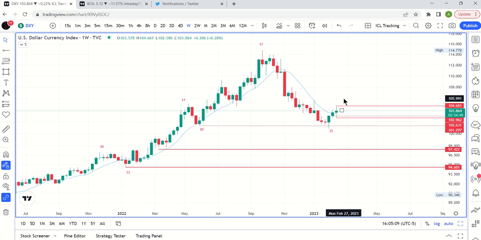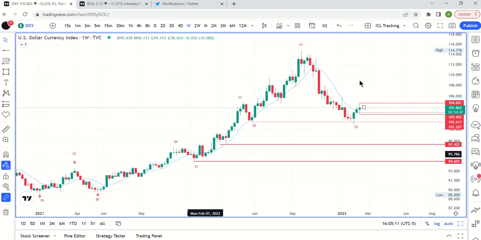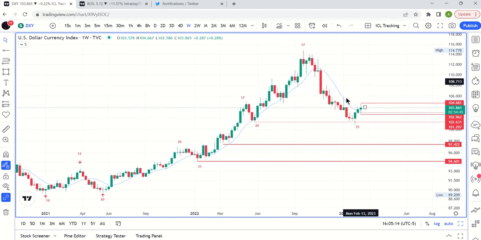Now, some people are saying we're going to have a long weekly cycle. We're going to rally for 4 months. Let's see. There are a lot of people on Twitter that like to try to predict things.